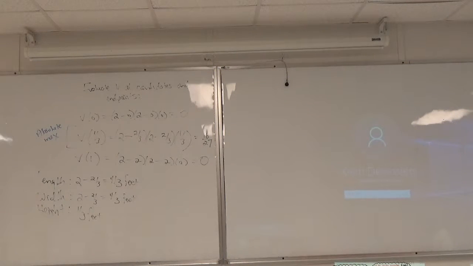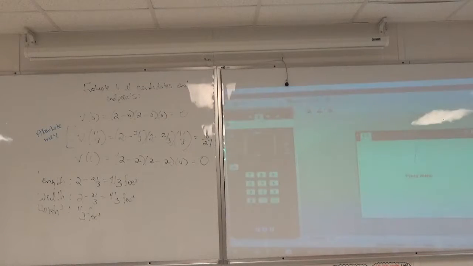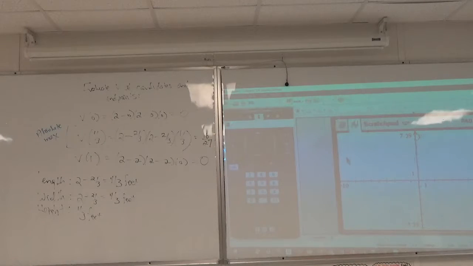Graph the derivative function, please. Type in the derivative. We're going to graph the derivative. It was 2 minus 2x. No, it wasn't. The derivative? Aaron, what was the derivative? 12x squared minus 16x plus 4. That's the derivative graph.